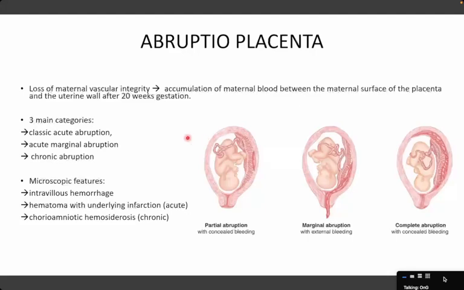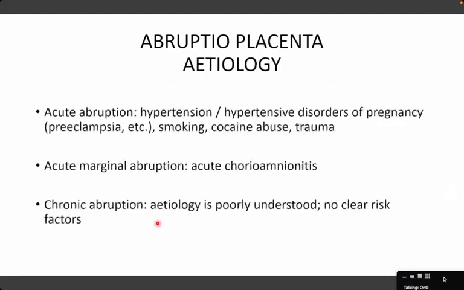Since abruptio is something that we commonly see, what happens here is that you get loss of maternal vascular integrity, and you get accumulation of maternal blood between the fetal surface of the placenta here and the uterine wall after 20 weeks. The 3 main categories are classic acute abruption, acute marginal abruption, that's here where you get abruption at the edges of the placenta, and a chronic abruption. What we see is intravillous hemorrhage, hematoma with underlying infarction, and chorioamniotic hemosiderosis in the chronic type.